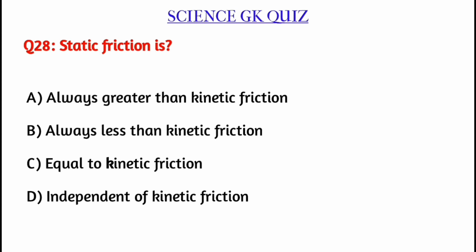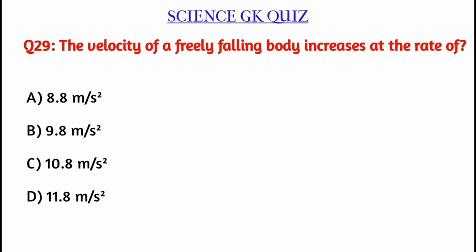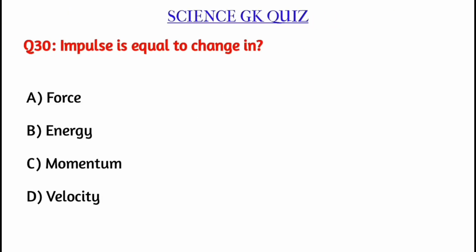Question number 28. Static friction is... answer A, always greater than kinetic friction. Question number 29. The velocity of a freely falling body increases at the rate of... answer B, 9.8 meter per second square. Question number 30. Impulse is equal to change in... answer C, momentum.